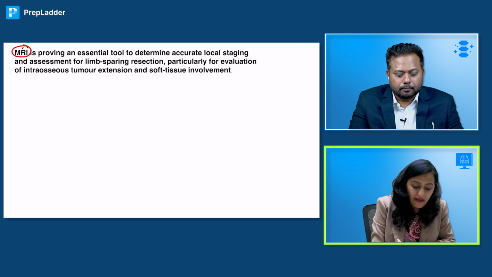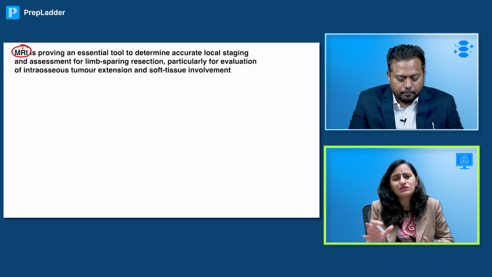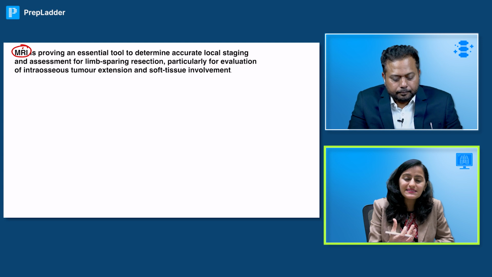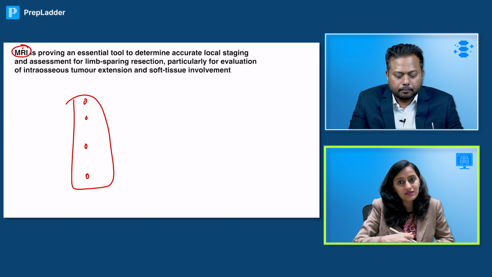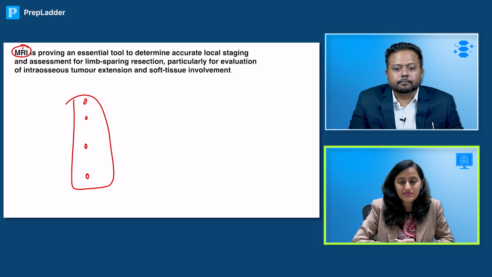Now, what is the role of MRI in osteosarcoma and overall in bone tumors? MRI helps you evaluate whether there are skip metastases or skip lesions in a bone, which you can see better on MRI with the alteration in the bone marrow signal.